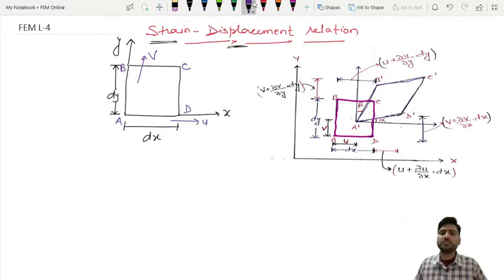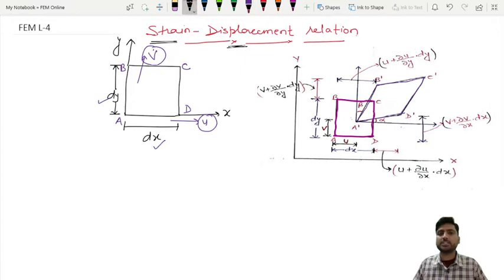So what do we need to find? We need to find the displacements, because if we find the displacement, then only we will be able to find the strain developed in this plane. So what are the displacements? Initially, in x direction we have taken u, and in y direction we have taken v, and the span we have taken dx and dy.